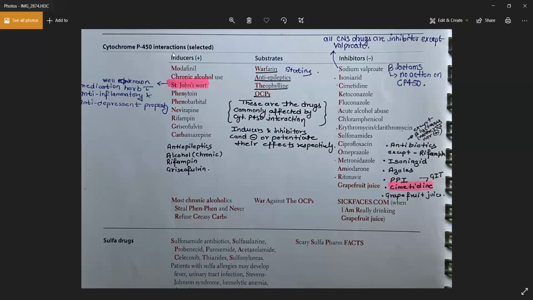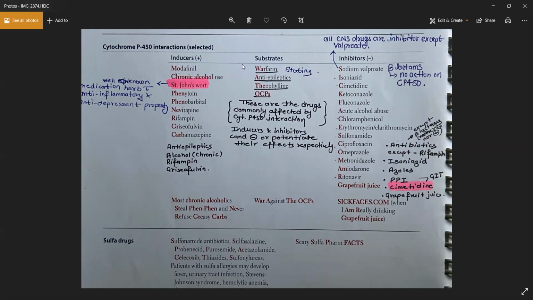Ultimately these inducers and inhibitors will control the level of the substrates. Very important. These substrates are warfarin, theophylline, OCPs, statins, and antiepileptics. Step 1 will list 3, 4, or 5 drugs in the same question stem and ask why the toxicity of a drug is occurring. It is because of this drug or this drug or this drug. So you need to choose the drug which has an action on the cytochrome P450.